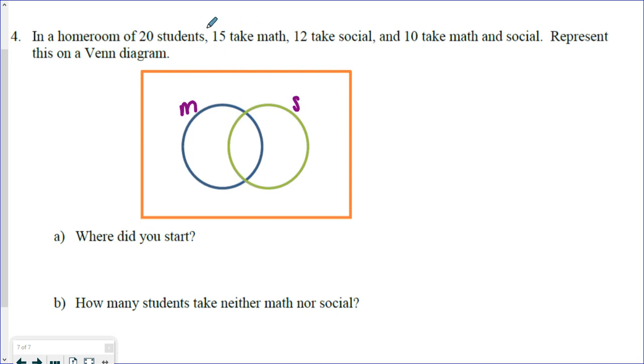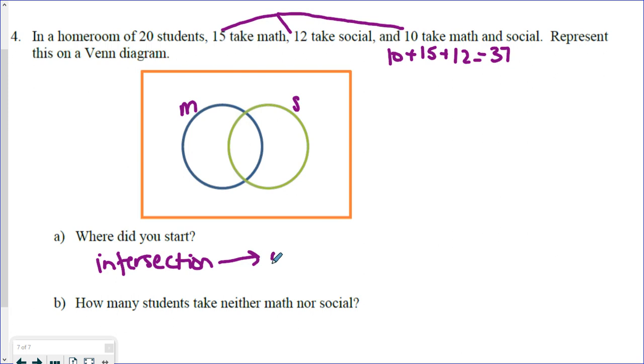So what we need to do, in a homeroom of 20 students, so looking at numbers, there's 20 kids in the class. If I look at the 3 other pieces that we get, 10 plus 15 plus 12, lo and behold, that is equal to 37 students. So saying of 20 students, 37 of them do stuff. That doesn't make any sense. So what we actually need to do is start with the intersection.